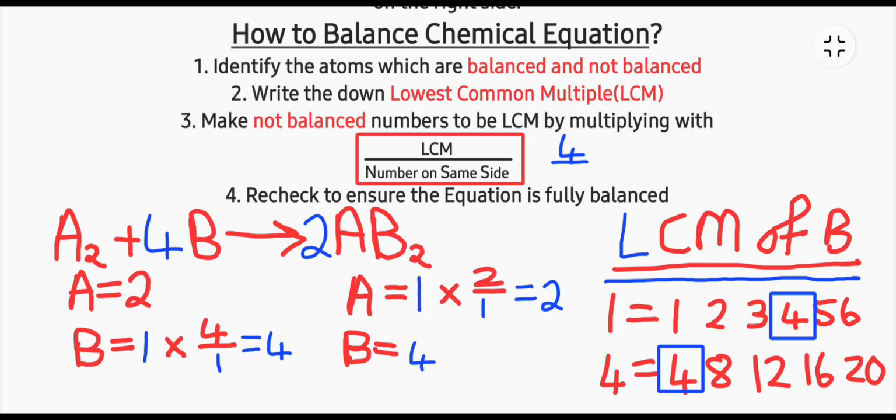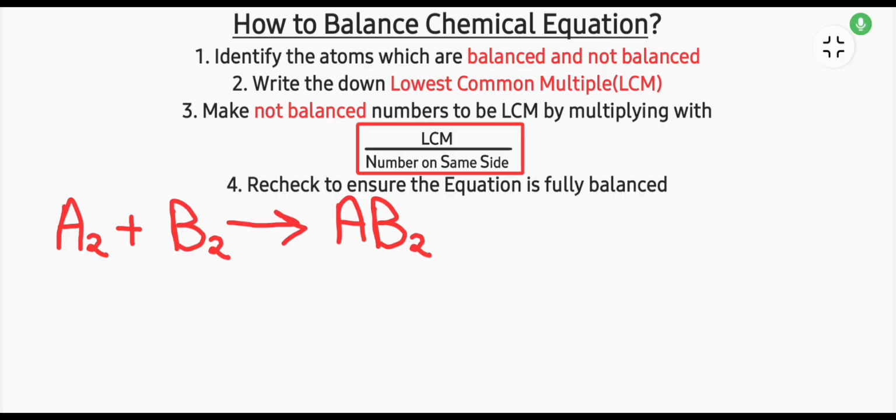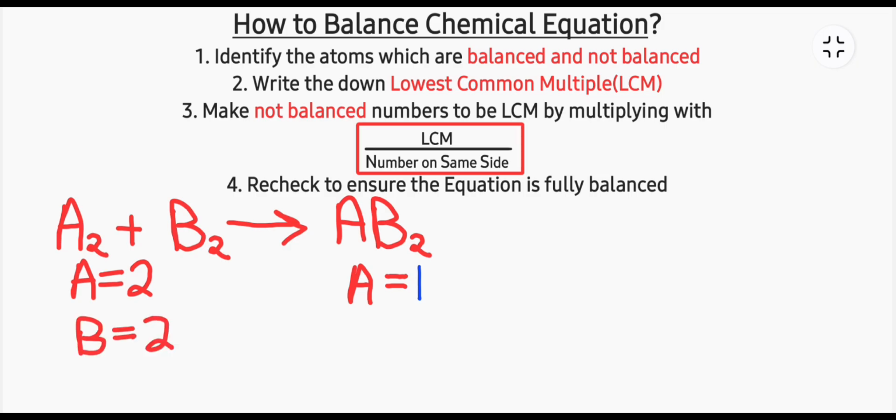Now let's check another example. I'll show you this example here: A2 plus B2 in the AB2. For this one, I would have to identify balanced and not balanced. The A is 2, the A is 1, the B is 2, the B is 2. So as I'm aware, B is balanced and A is not balanced.